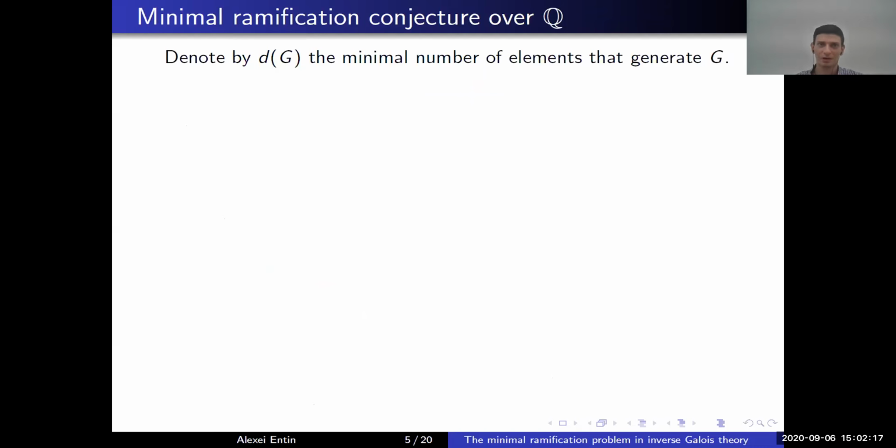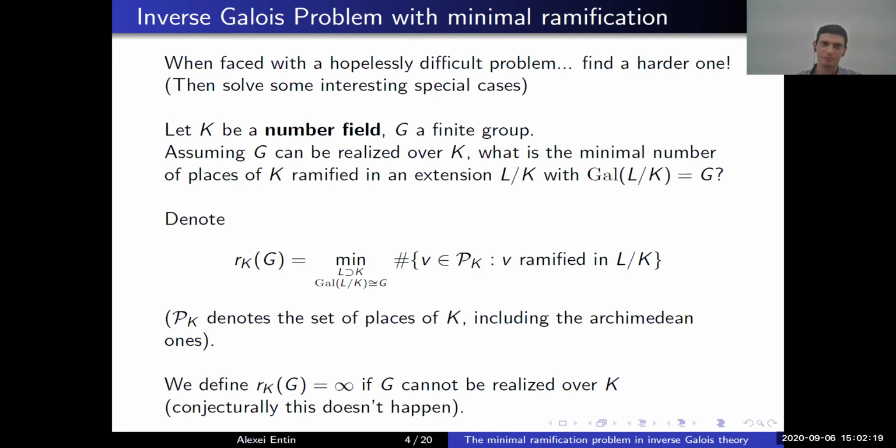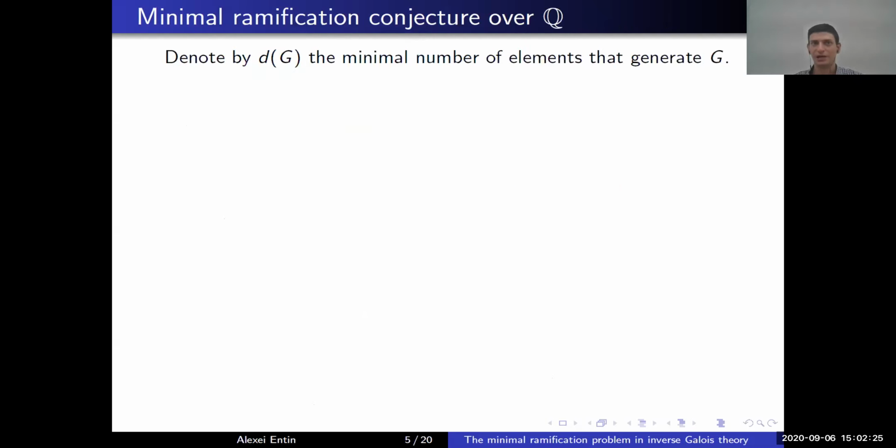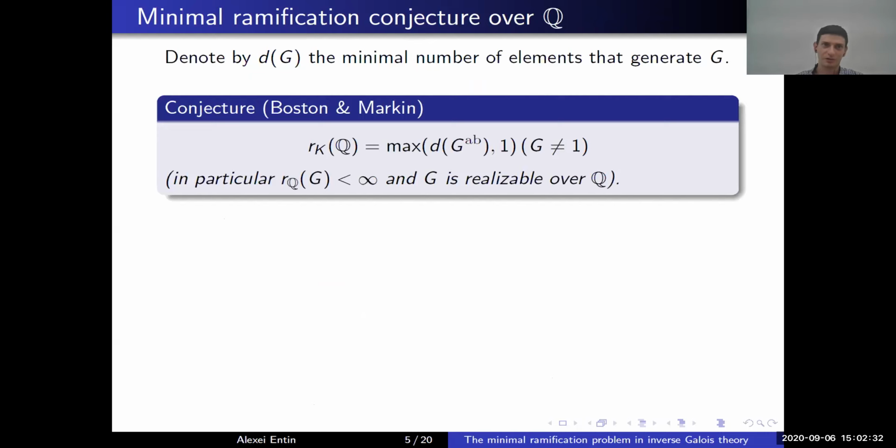Okay, so now we want to first formulate a conjecture on what R_K of G may be. And we denote by d(G) the minimal number of elements that generate a group G. And the conjecture was stated by Boston and Markin, saying that R_K, sorry, what I wanted to write is R_Q of G. So there's a typo there.